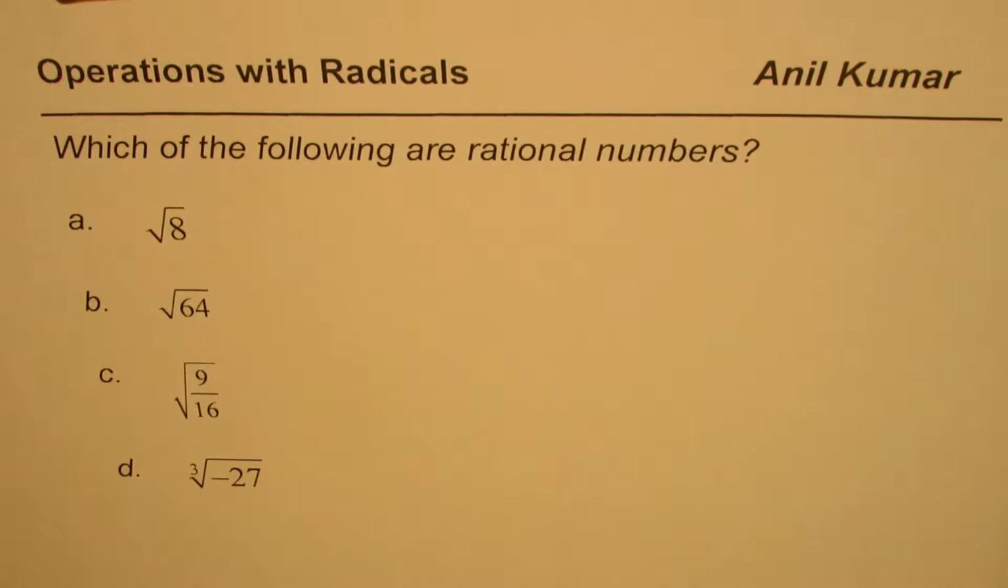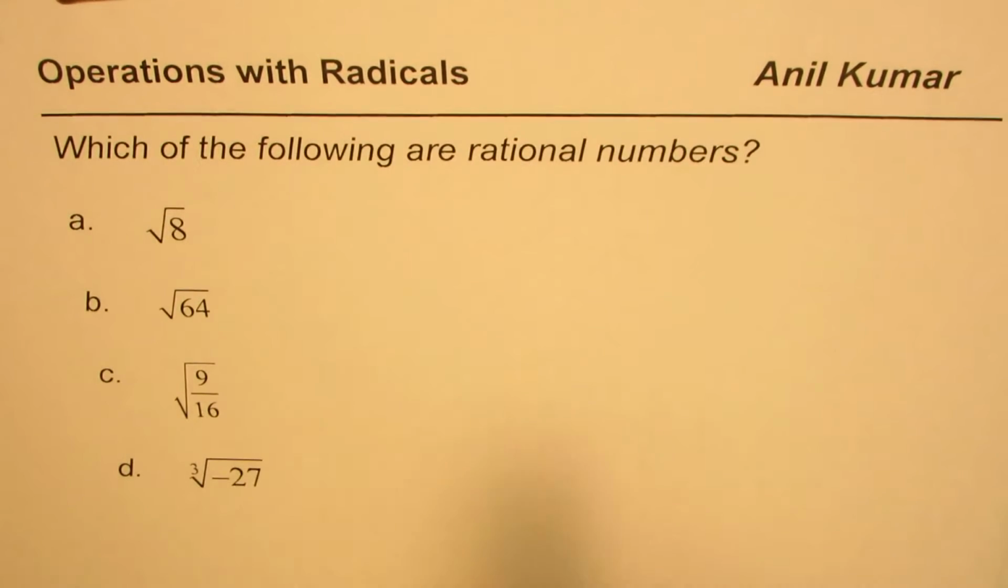With the help of this video, we'll review what radicals are. The question here is, which of the following are rational numbers? Four numbers are given to us: square root of 8, square root of 64, square root of 9 over 16, and cube root of minus 27. You can pause the video and answer the question.